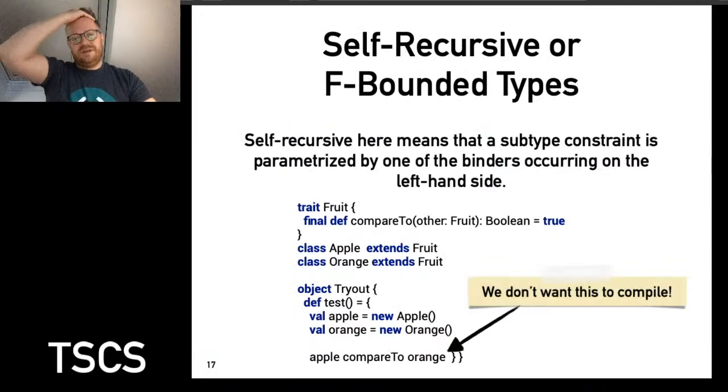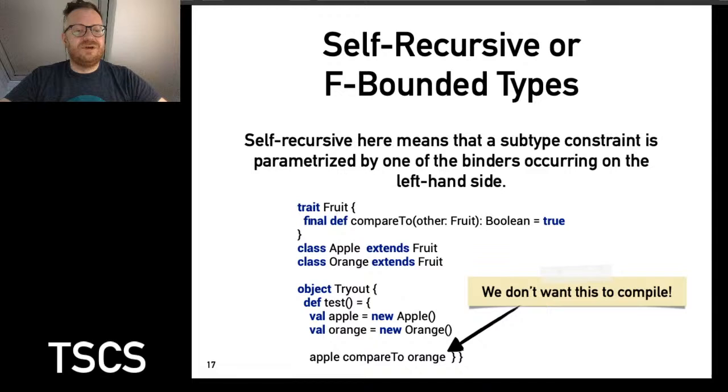Okay, a more complex thing is self-recursive or so-called f-bounded types. As you can see, when we go into recursion, things get complicated at some point. Not wrong here in this sense. So self-recursive here means that a subtype constraint is parameterized by one of the binders occurring on the left-hand side. So what does that mean?